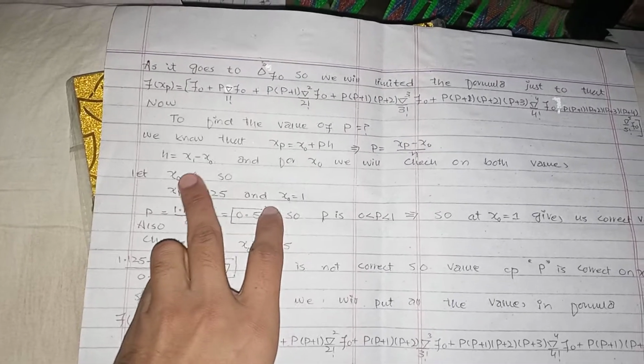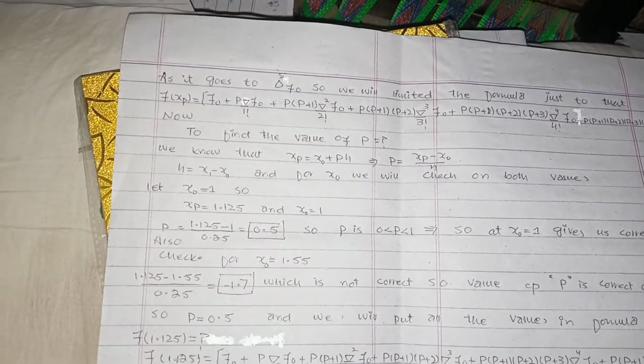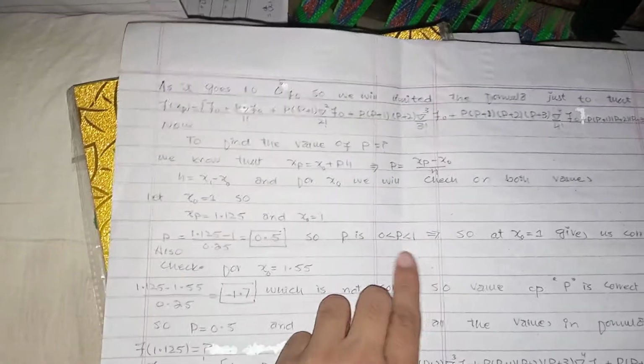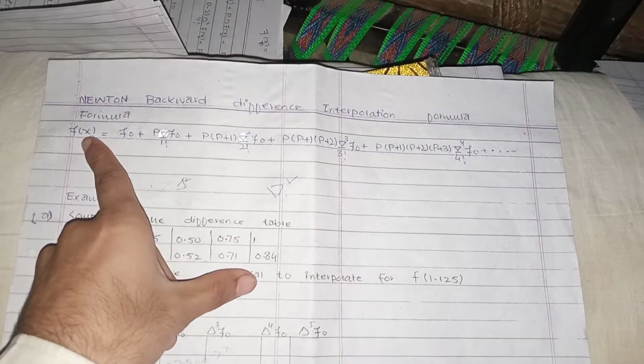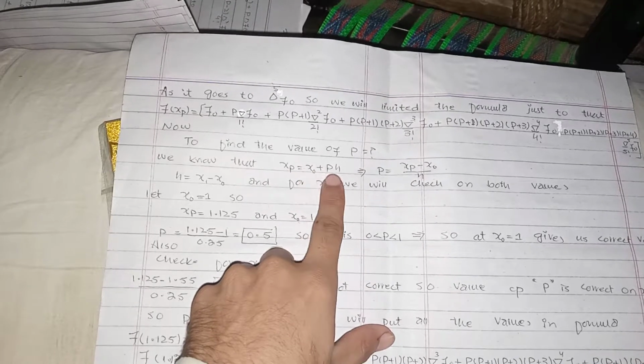Now, as I told you, first we will check the value so as to get the value of p between 0 and 1. The value is 1.125, as they have given us in the question, meaning it is the x of p value. You can see from the formula here that x of p equals x naught plus p h.